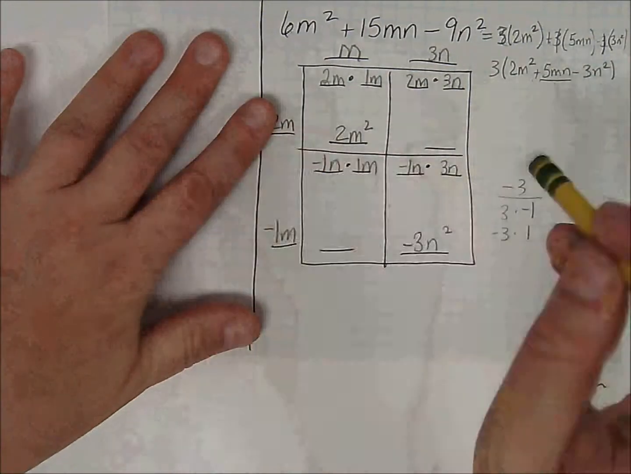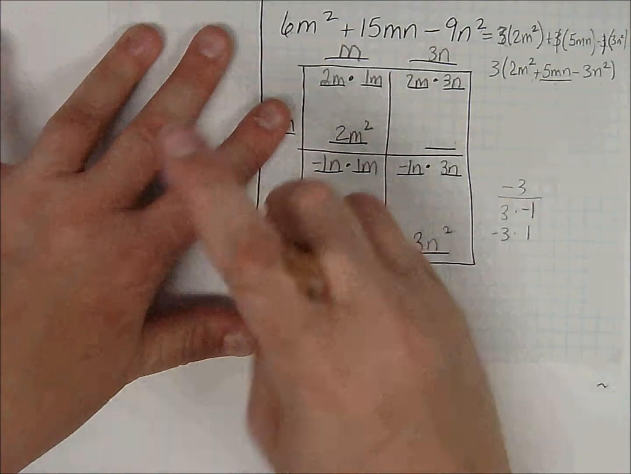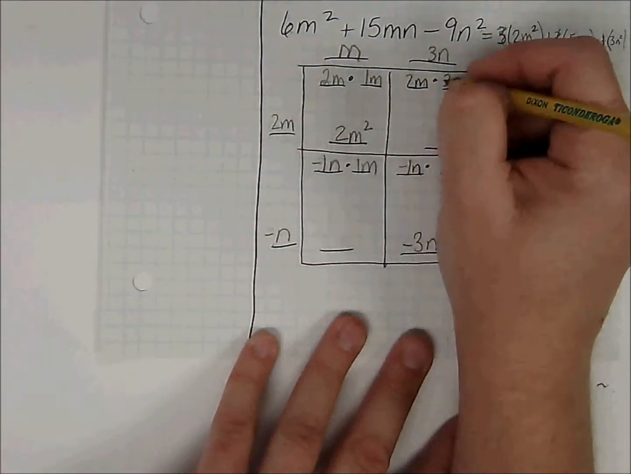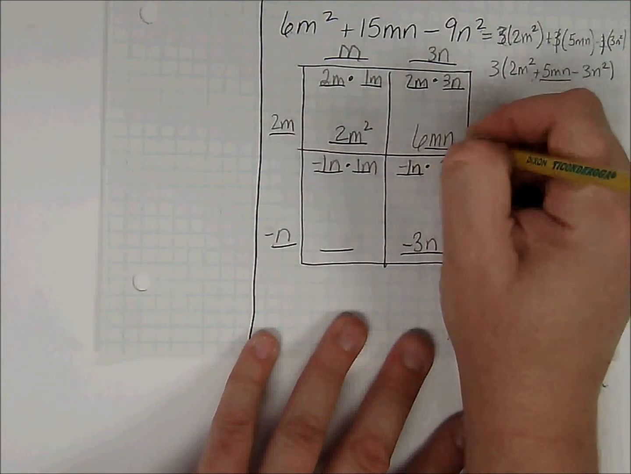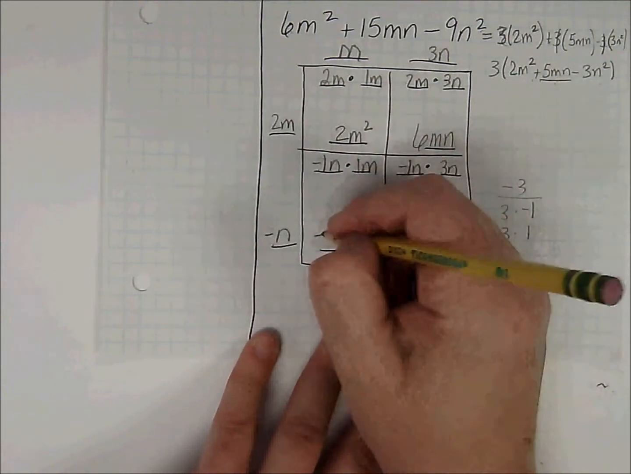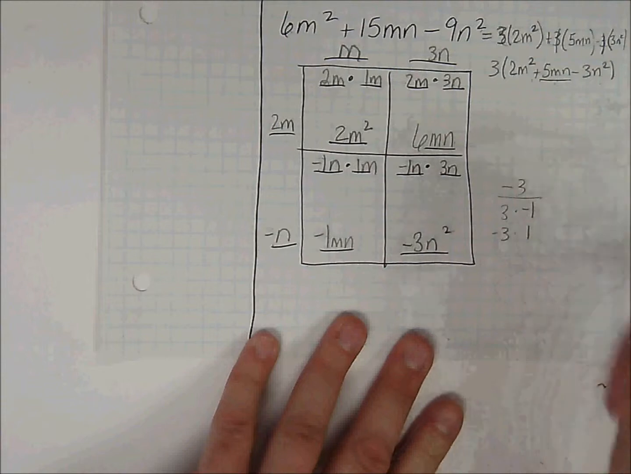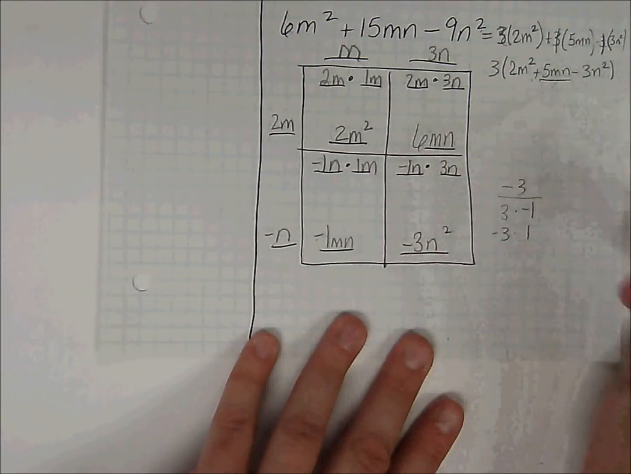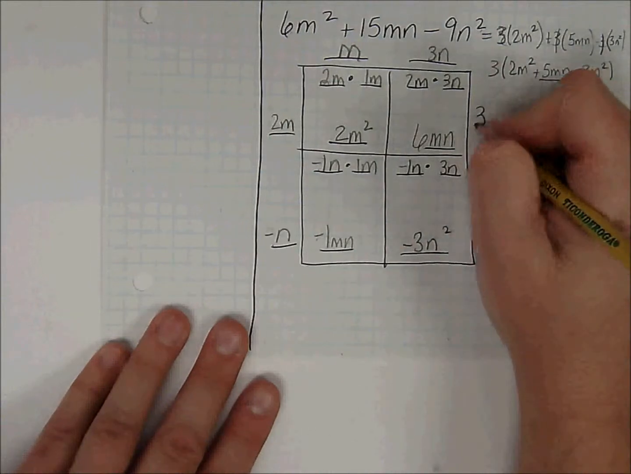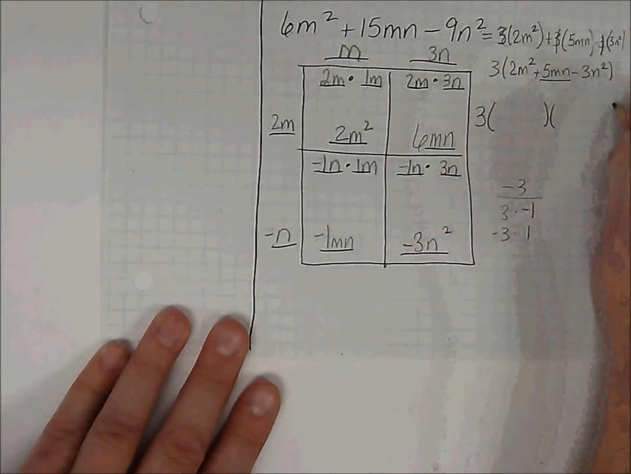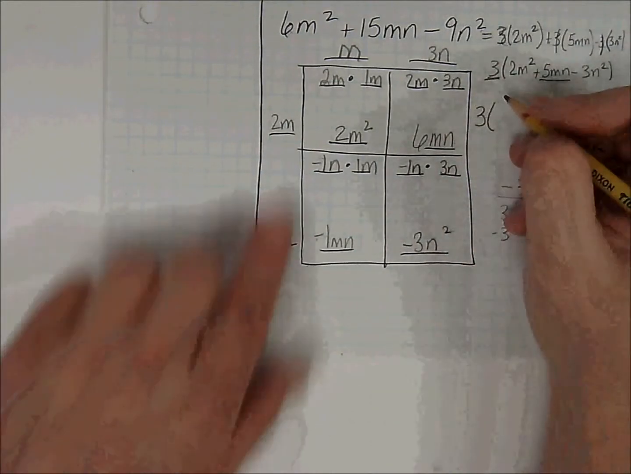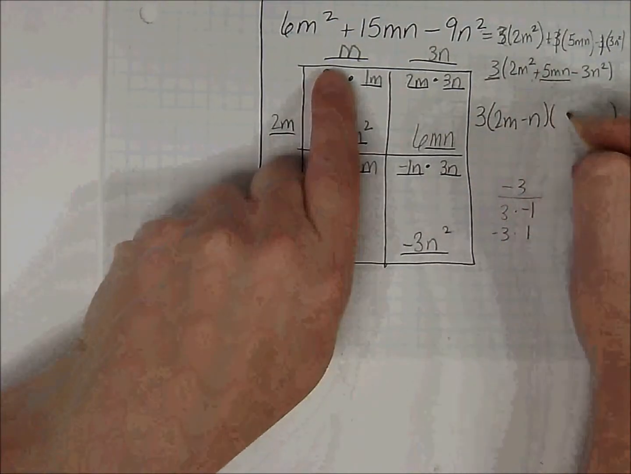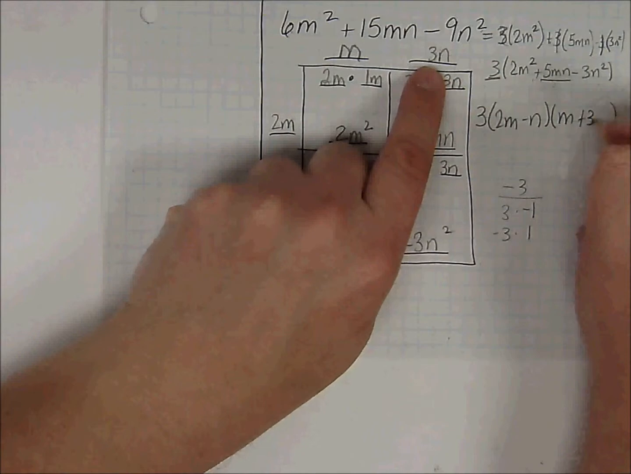And again, excuse me, 1n. Again, we don't need to write in that 1. We can just write it like this. So here we get 6mn. Here we get negative 1mn, positive and a negative. We subtract them. 6 minus 1 is 5. So now my final answer is that 3 that we don't want to forget from way back here. And then we have 2m minus n, m plus 3n.